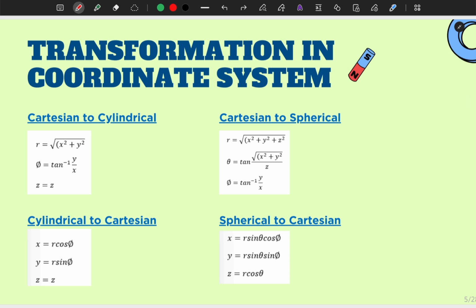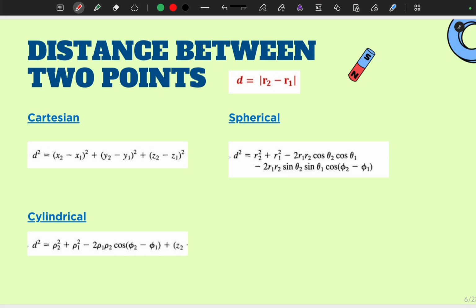For example, Cartesian to cylindrical using this equation, Cartesian to spherical using this equation, cylindrical to Cartesian using this equation, and last but not least, spherical to Cartesian using this equation. Distance between 2 points formulas differ depending on the coordinate system used, but the main equation is this one. In Cartesian coordinates, distance depends on changes in x, y, and z values, while cylindrical and spherical distance formulas are adapted to circular and spherical geometries.